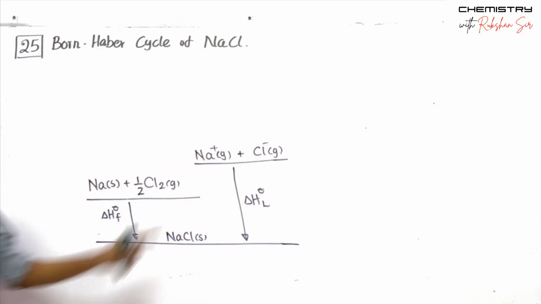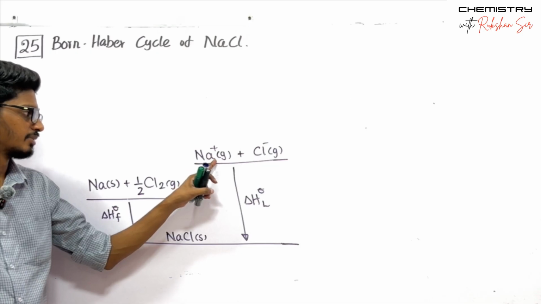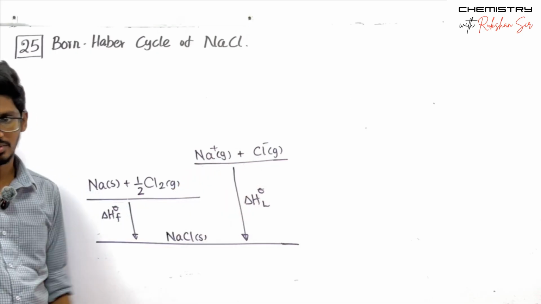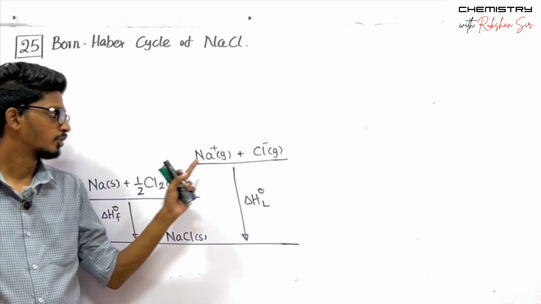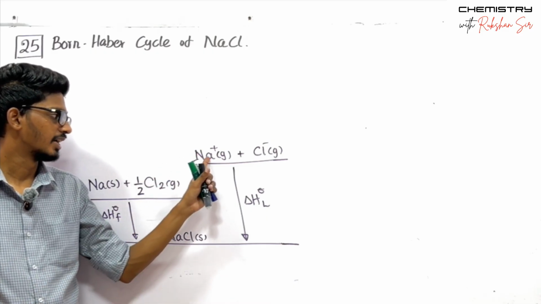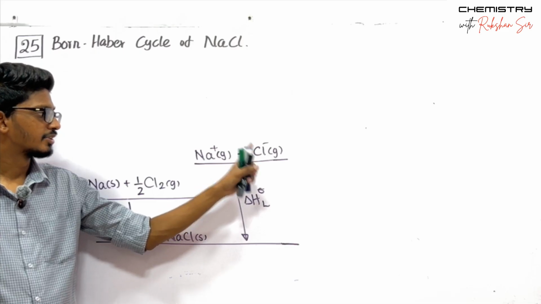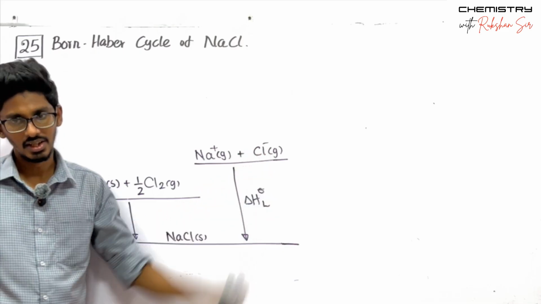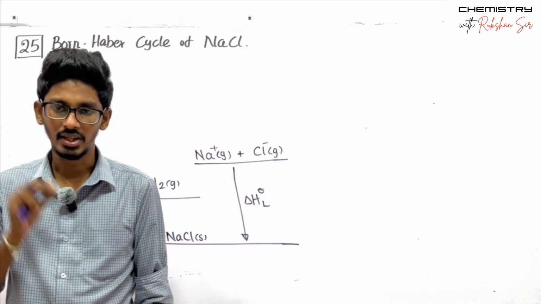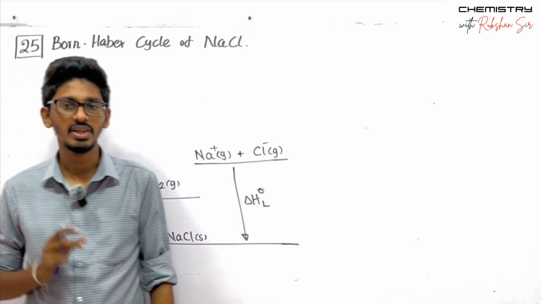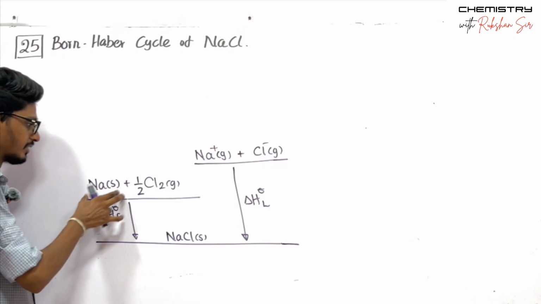To come up with Na plus gas as well as Cl minus gas, you have to do some ionization enthalpies as well as electron gain enthalpies. To produce Na plus gas, you have to ionize the sodium, right? You have to do some ionization enthalpy to the sodium gas. To come up with Cl minus gas, you definitely need to do the electron gain enthalpy to Cl gas. So for the ionization as well as for the electron gains, first you need to come up with the monoatomic gaseous form. So let's try to come up with the monoatomic gaseous form from these reference forms.